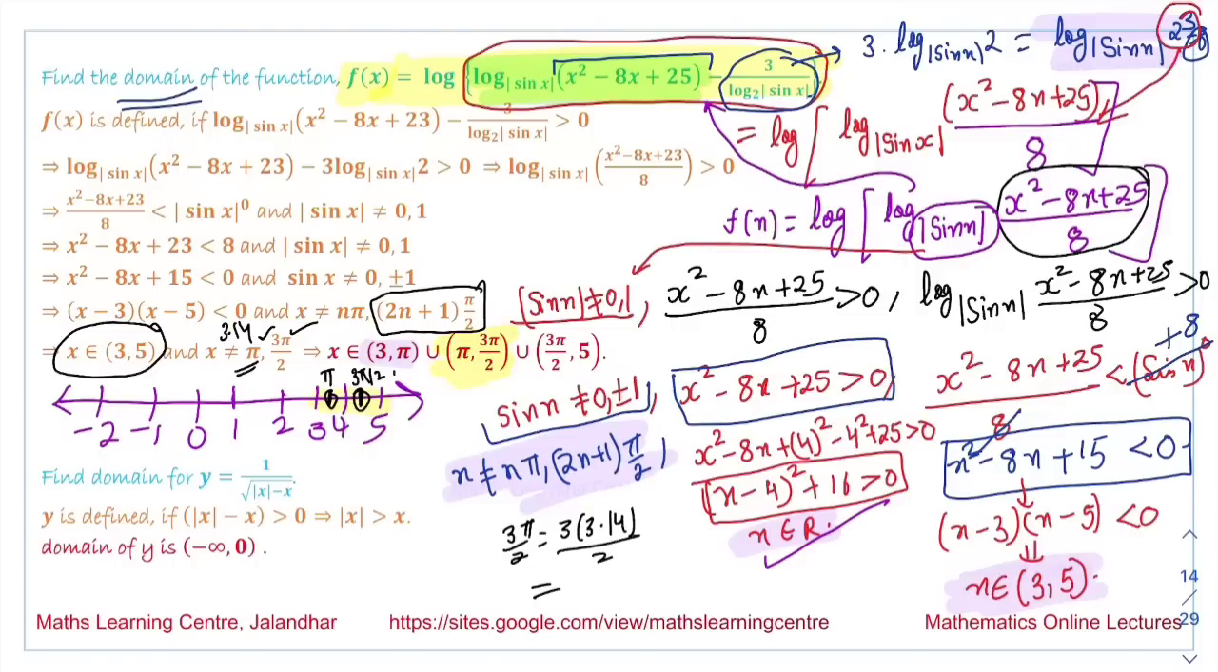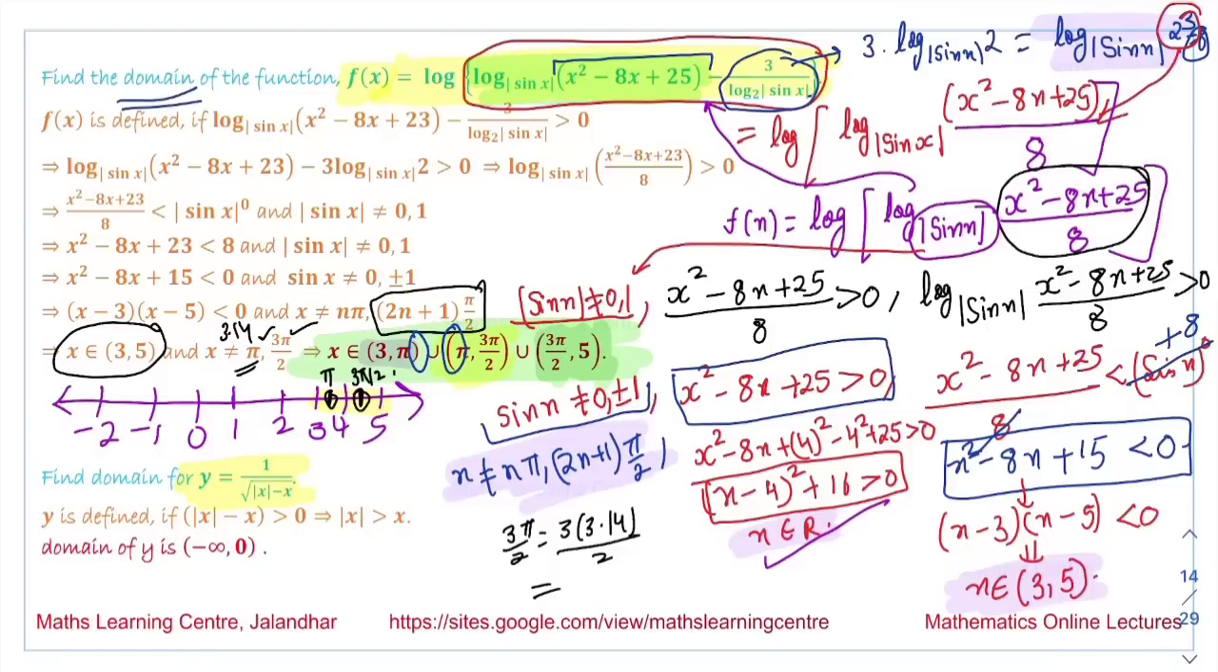It is important to note over here that it is open from this side, it is open from this side, and the last interval we have is 3 pi by 2 to 5. So the final answer we obtain is that x belongs to this interval, and this is not a single interval, it is a union of the intervals.